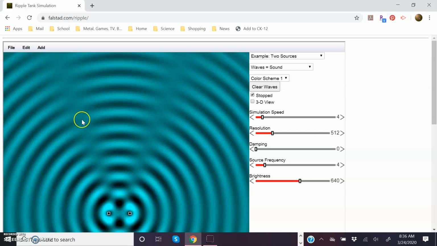But once again, you have here a region of total destructive interference. That's a node. Right here is a region of total constructive interference. That's an antinode. And then right over here, once again, is another node.